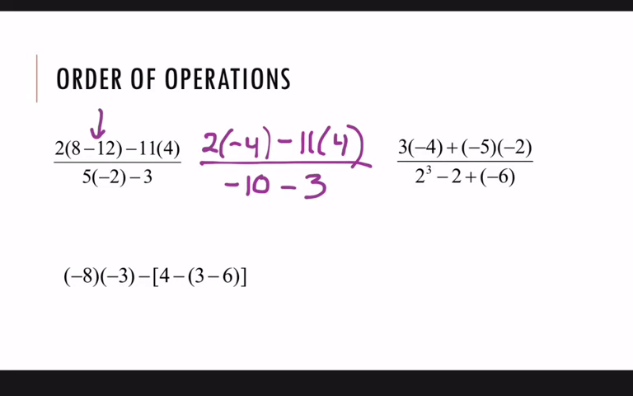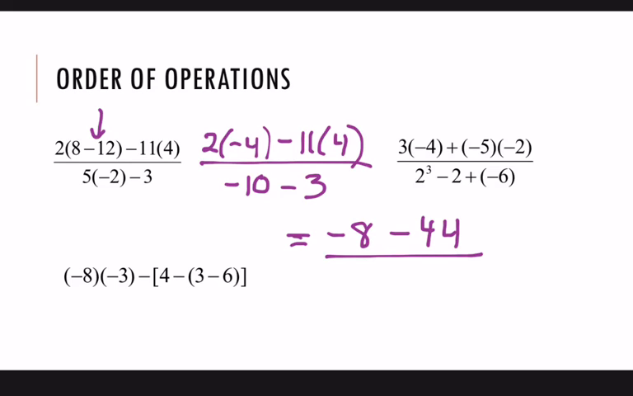Okay. In the numerator, we did all the parentheses. There are no exponents, so now we can also do multiplication. So 2 times negative 4 is negative 8. 11 times 4 is 44. And then in the denominator, we can move ahead. We did all the multiplying.